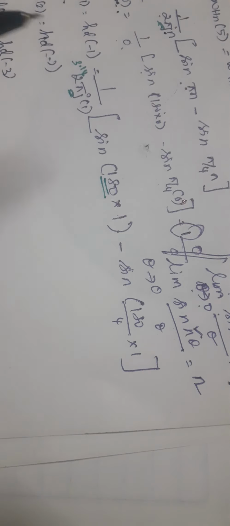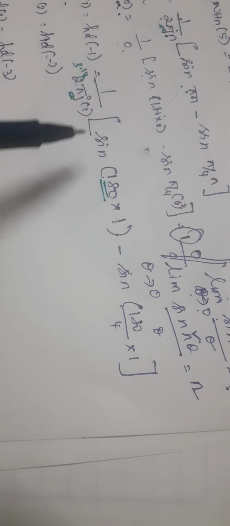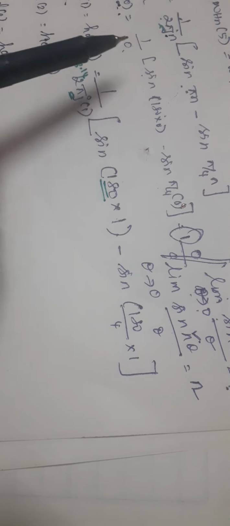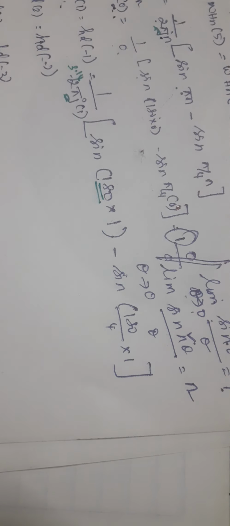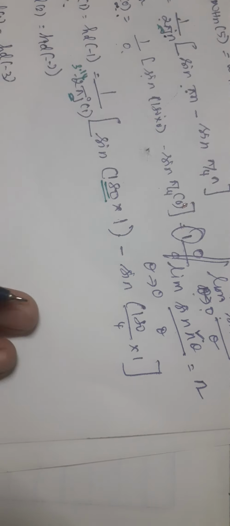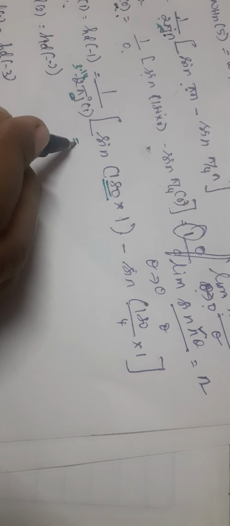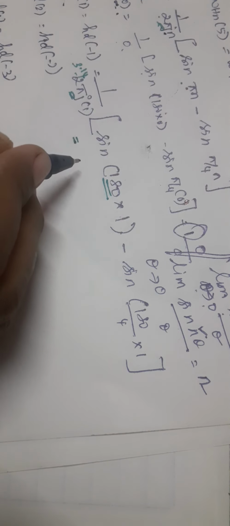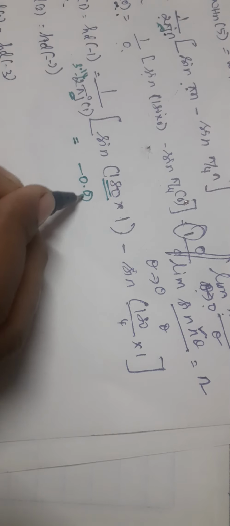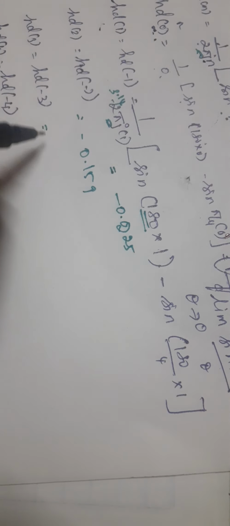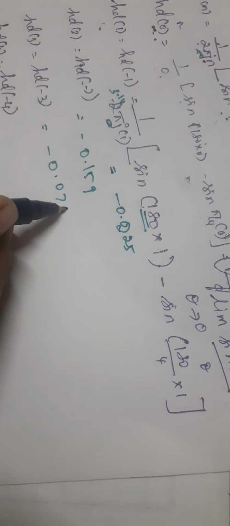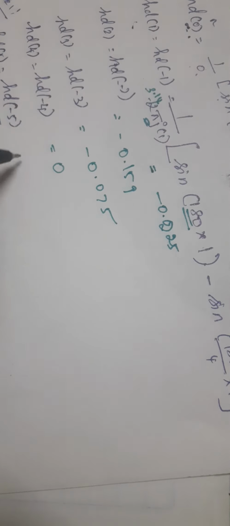So the important thing is sine of pi n, we have to substitute 180, and in the denominator there is a pi, you have to use 3.14 instead of pi. So on solving this, you will get the hd of 1 value, it is minus 0.225. So hd of 2, it is minus 0.159, and hd of 3, it is minus 0.075, and here it is 0 and hd of 5 is 0.045.